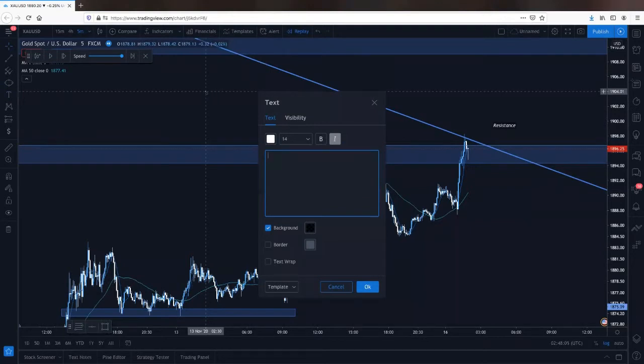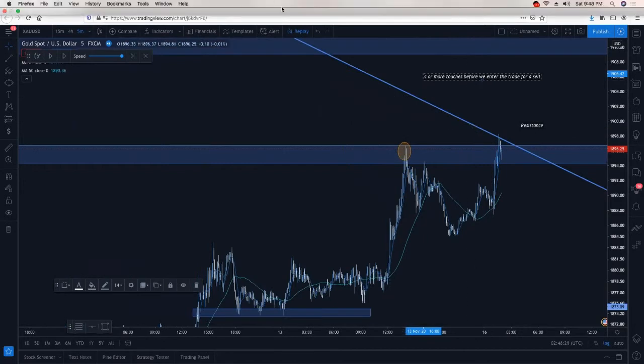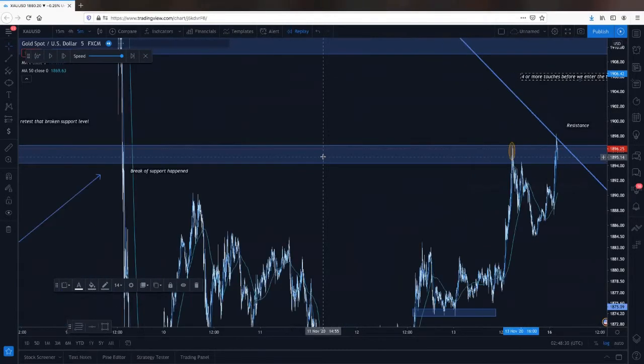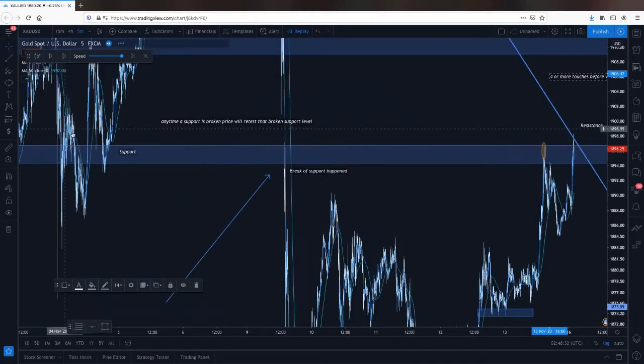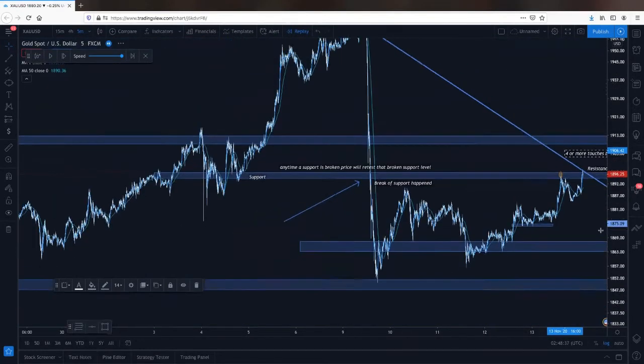So like I said, we're looking for 4 more touches before we enter a trade for a sale. And y'all know why we're selling this pair, because of everything I just explained to y'all over here. So let's break it back down from point A to point 1. Now y'all see the vision.